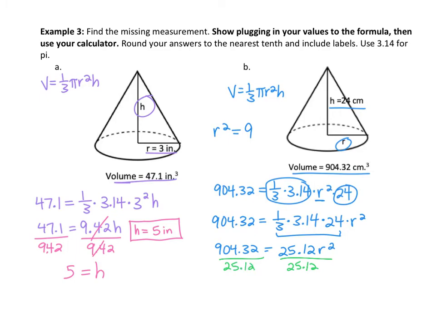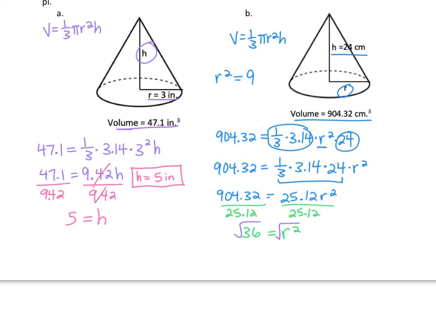And then when you do 904.32 divided by 25.12, you get 36. So that's nice. We got an exact answer, equals r squared. And now we really don't even need to pull out the calculator for this one, but I'm still going to show you how to do it in case we get not so nice answers. So let's go ahead and square root both sides. And you should know that the answer is just 6.